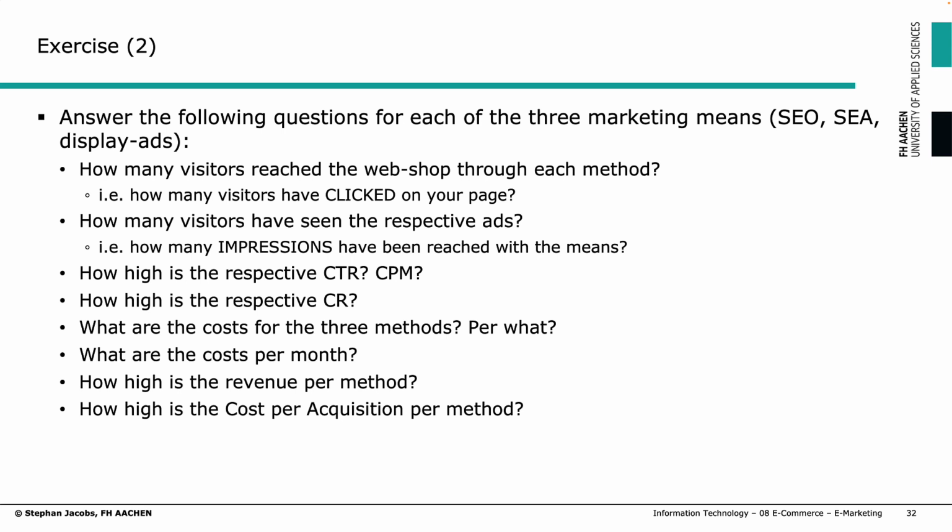So if the CPM is given in the one means, you can try to calculate it as a key figure for the other means. What about the respective conversion rate? What are the costs for the three methods in total? So how much have you invested in your marketing department? What are the costs per month? How high is the revenue per method and how is the cost per acquisition per method? These are all important key figures to decide, for the next months, which of these methods should be continued and which might be discontinued or at least changed a little bit. Try to find answers, try to do these calculations.